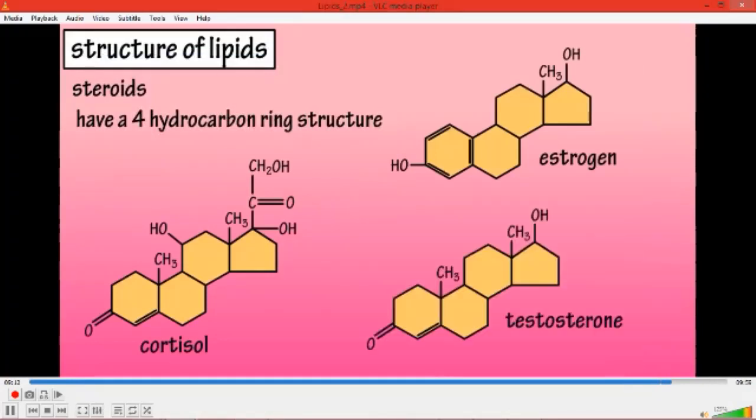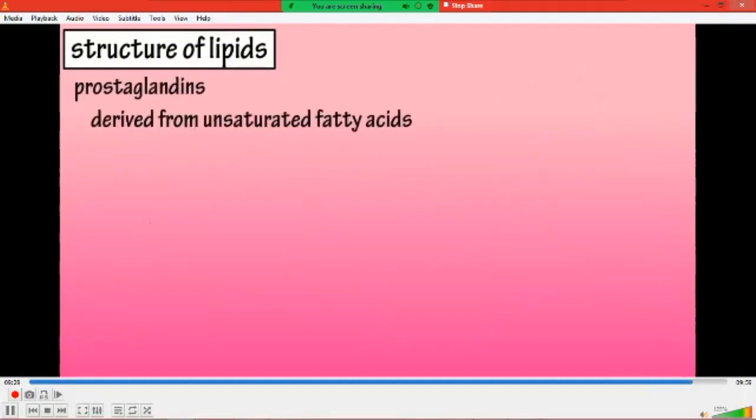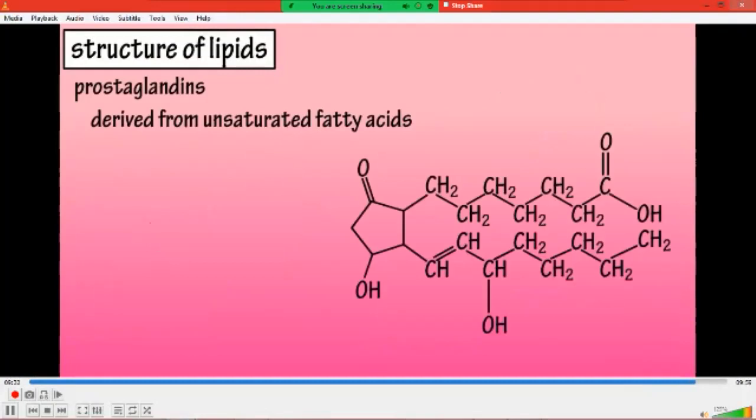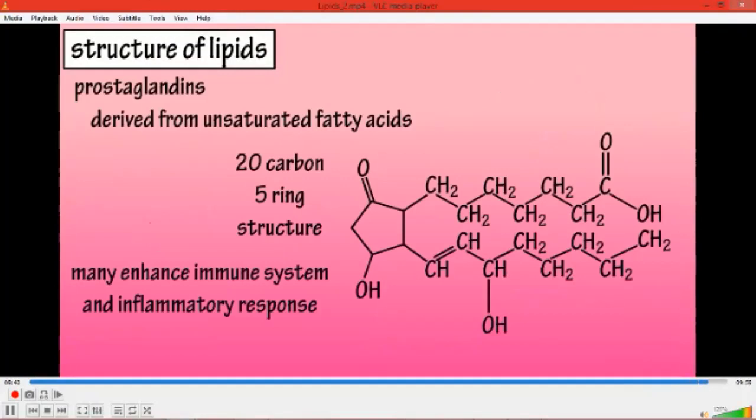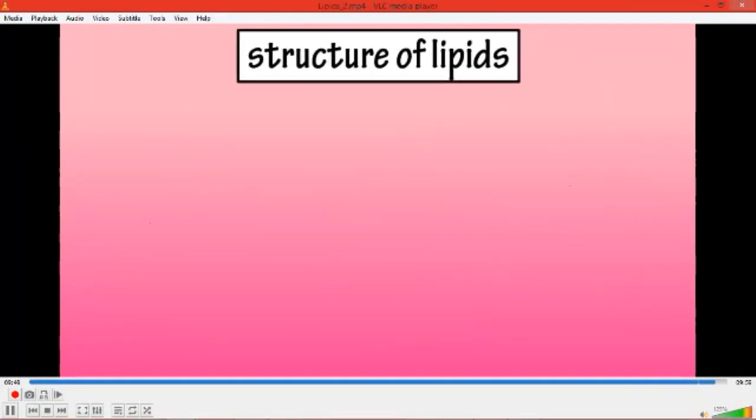Cortisol, estrogen, and testosterone are also other important steroid compounds. You can see that each of these molecules differ slightly based on their side chain formation, but they all have the 4 hydrocarbon rings as the foundations of their molecules. Prostaglandins are lipids that are derived from unsaturated fatty acids. They are composed of a 20-carbon, 5-carbon ring structure. There are many different types of prostaglandins in the body that take part in different important functions, such as enhancing the immune system and inflammatory response. And those are the basics on the structure of lipids.